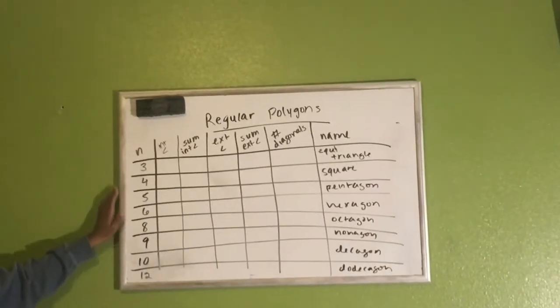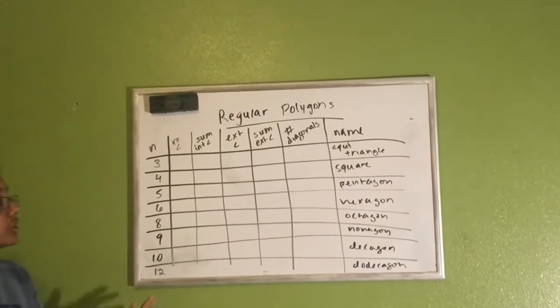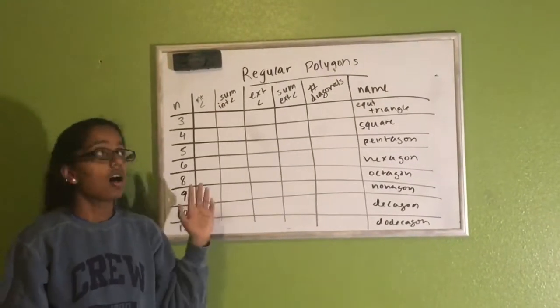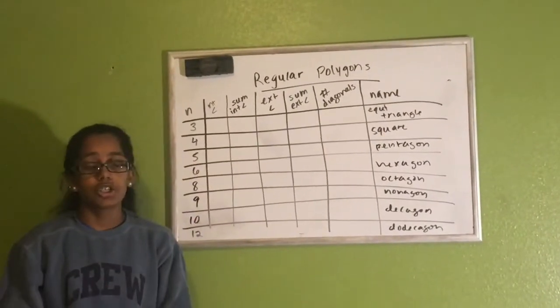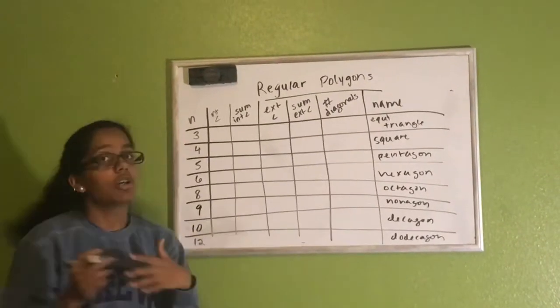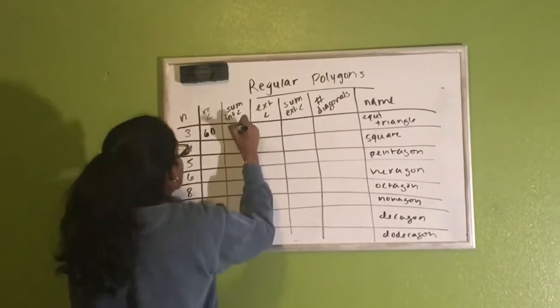Okay, so quickly, what you could do is pause this right now and try to fill as much of it as you can using the formulas that I just shared with you. But I'm going to go ahead and fill this out so that way you can just copy it and then have it to memorize.